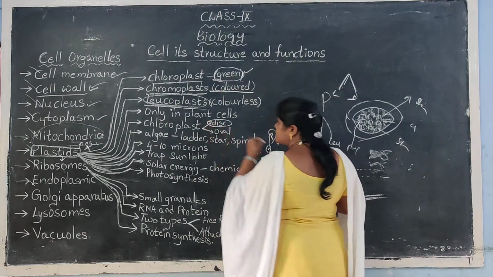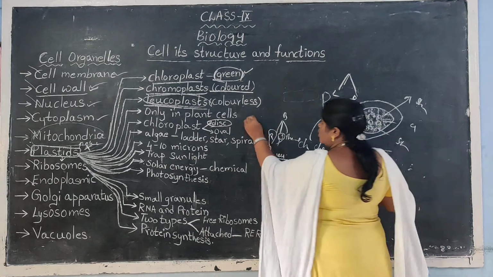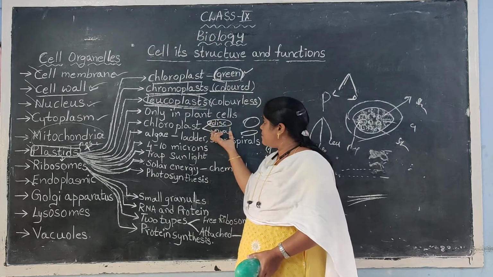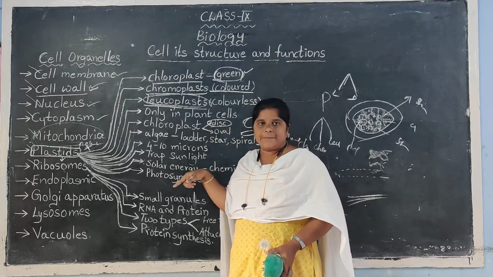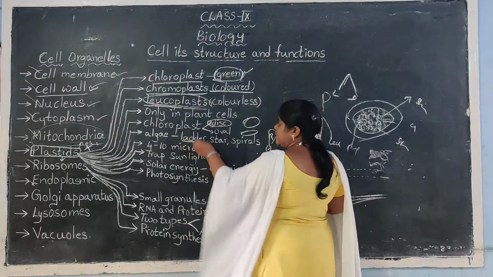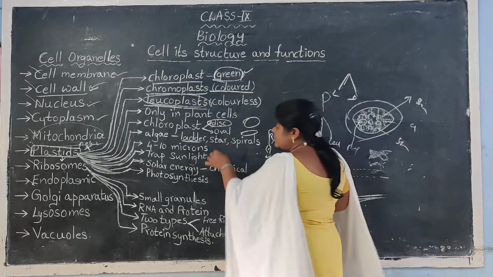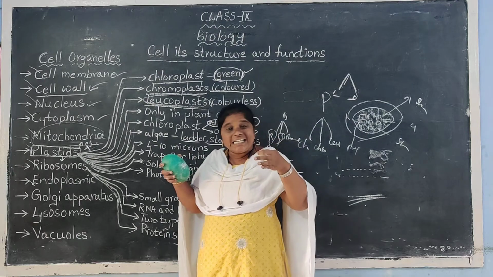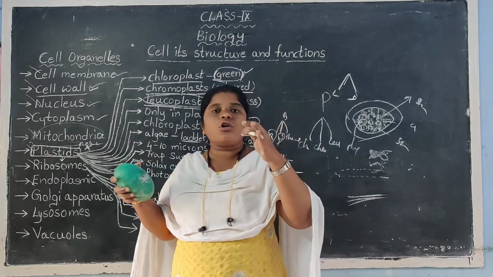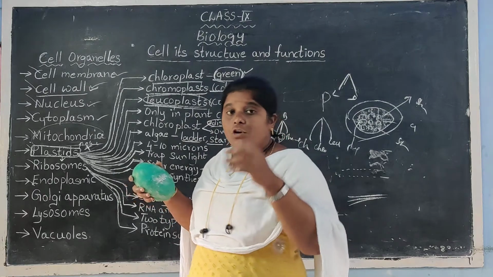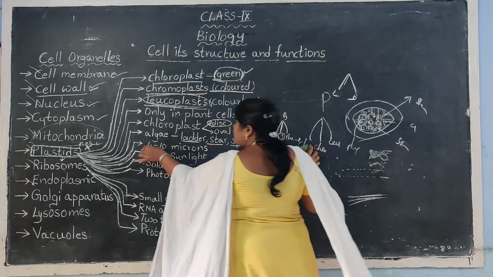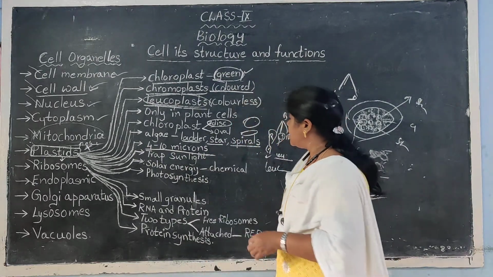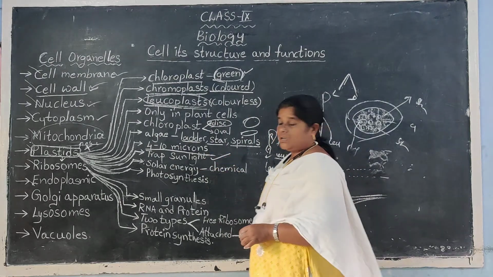Some chloroplasts look disc-like and some look oval in shape. And when you take algae, some look like a ladder, some look like a star, and some look spiral. So you can find that in algae there are different shapes of chloroplast. Now, what is the size of chloroplast? It is 4 to 10 microns.